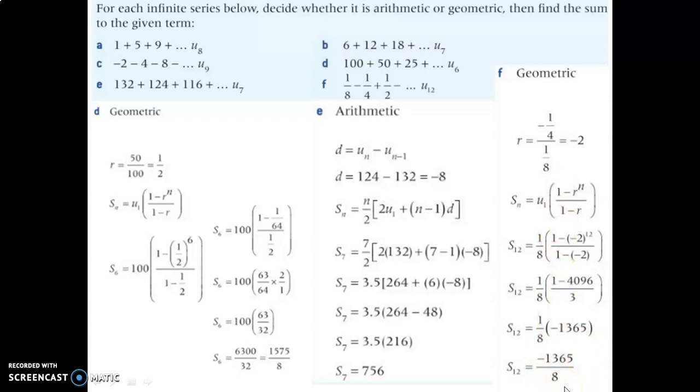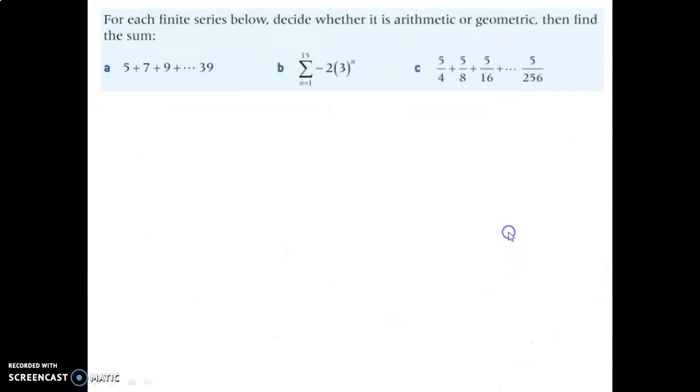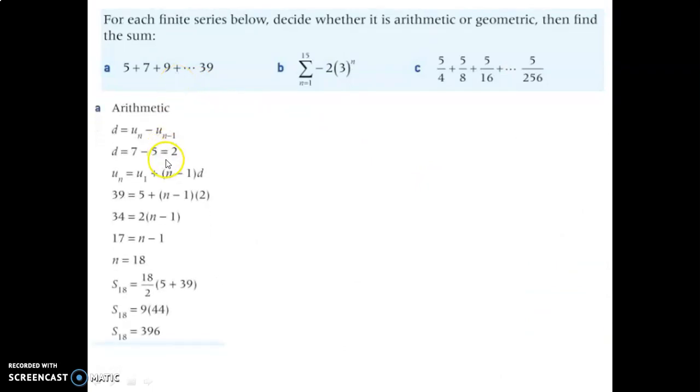Okay, that was lots of practice with those. I hope it made you a lot more confident with the two formulas for arithmetic and geometric series. And there's a couple more here, I guess. So let's try A. This one's arithmetic, common difference 2.